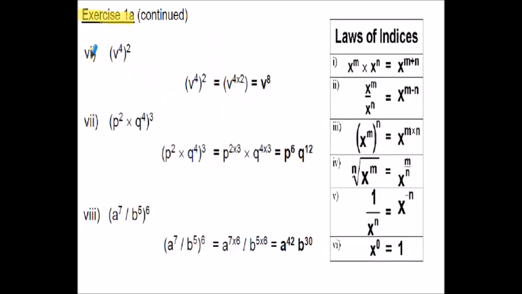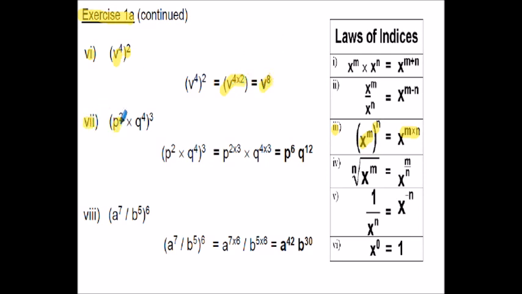Exercise 1a continued, part 6. We've got v to the power of 4 all raised to the power of 2. That's a third law problem of x to the m raised to the power n. So we're going to multiply indices here. So v to the power of 4 times 2 in this case, that becomes v to the power of 8.